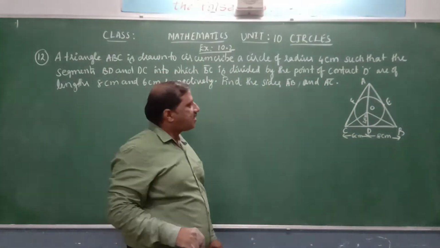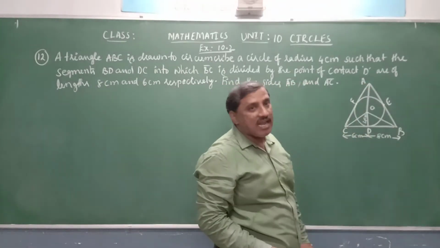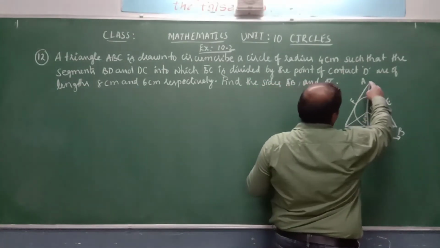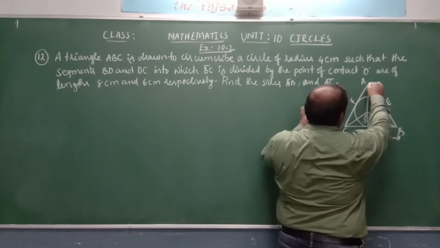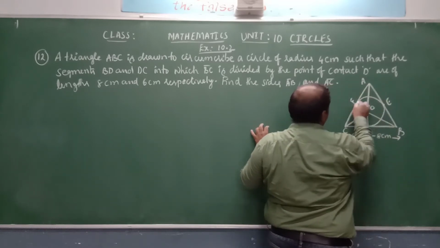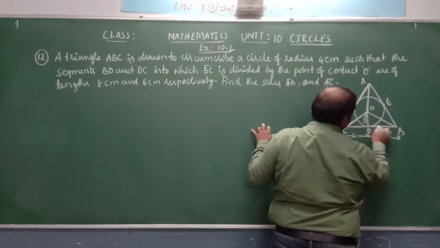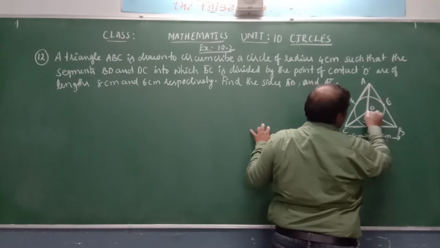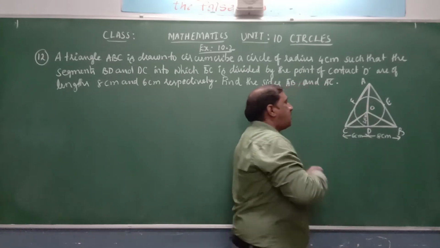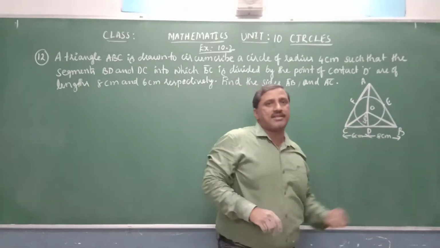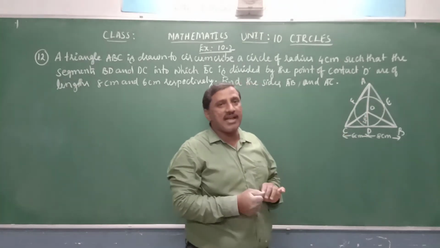Now we get three triangles. Triangle ABC is divided into three triangles. What are the three triangles? Triangle AOC, this is one triangle. Triangle BOC, this is another triangle. And triangle AOB, this is the third triangle. So now the areas of these three triangles together equal the area of triangle ABC.